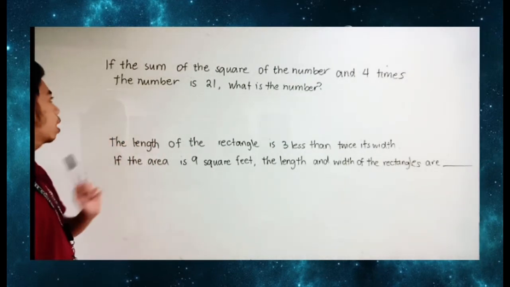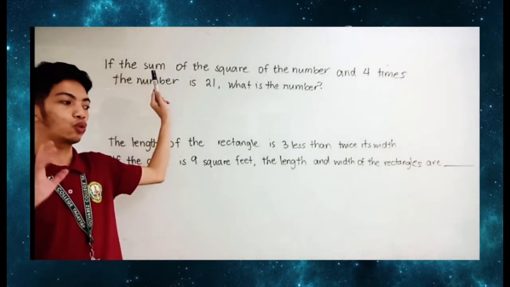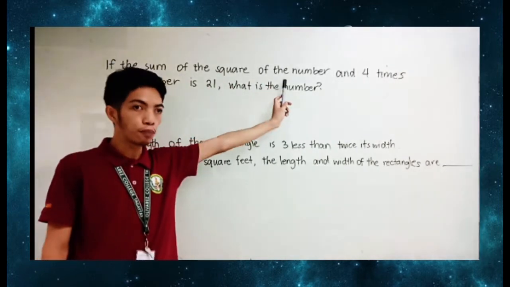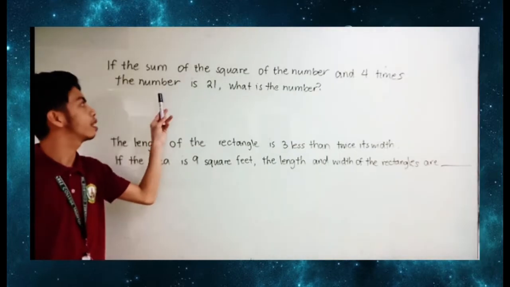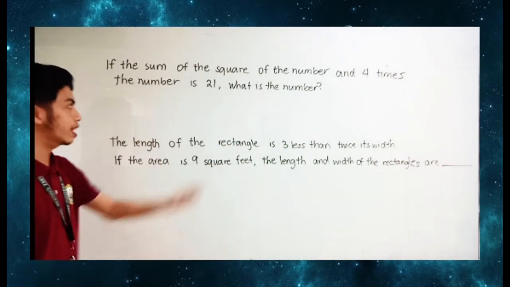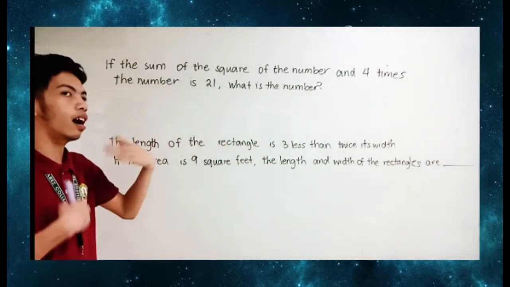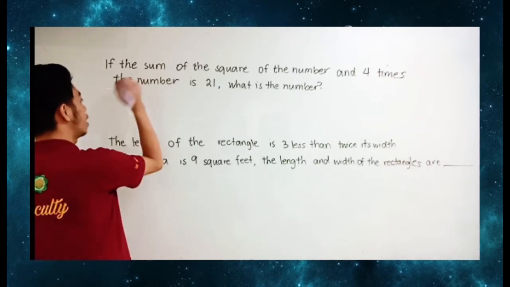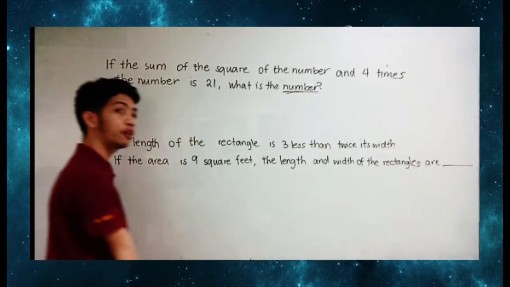In problem number 1, sabi, if the sum, okay, sinabing sum, yun yung addition. If the sum of the square of the number and 4 times the number is 21. What is the number? Okay? So, ang tinatanong dito, ano yung number na hinahanap na yun? So, ngayon, mag-assign tayo ng variable. First step is assigning a variable. Aalamin natin, ano nga ba yung number na yun?